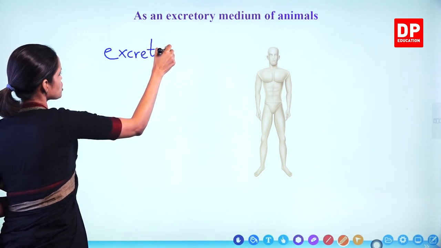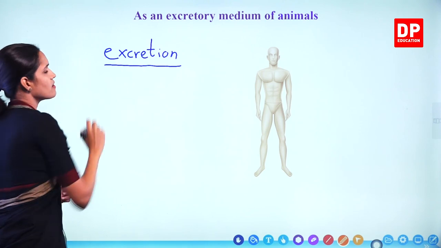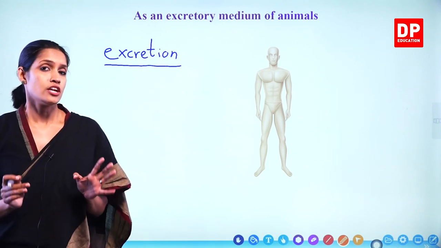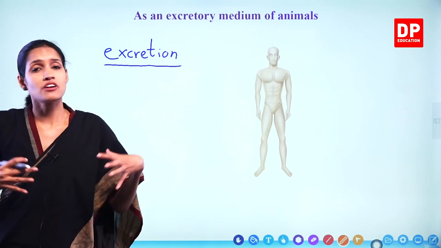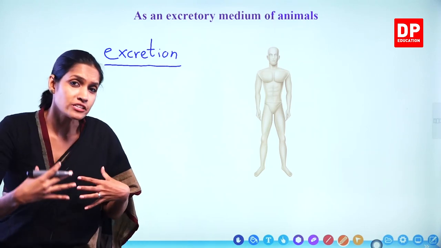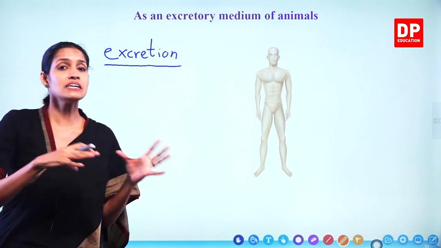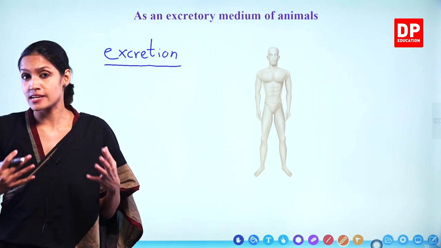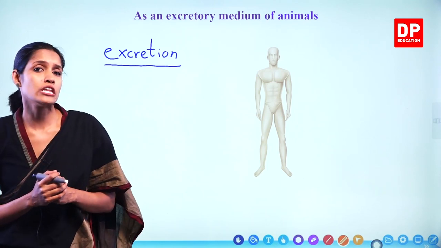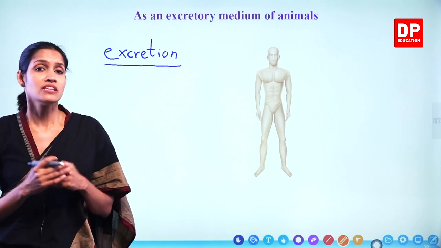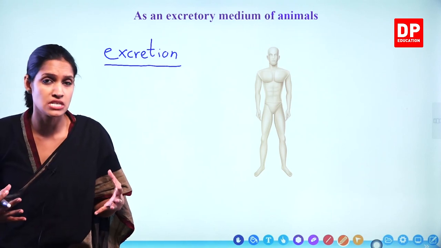Excretion. What is excretion? Now listen carefully. Our body is made up of a number of cells. There are so many activities taking place in the cells. During these activities, some unnecessary products are formed in the cells. These are known as waste materials.